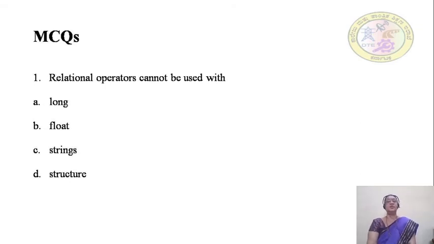Now let us go through some multiple choice questions on the topics that we have learned today. We'll try to answer these questions. First question: relational operators cannot be used with A long, B float, C strings, D structures. Relational operators can be used with long, float and strings, but cannot be used with structure. So the correct answer is option D, structure.